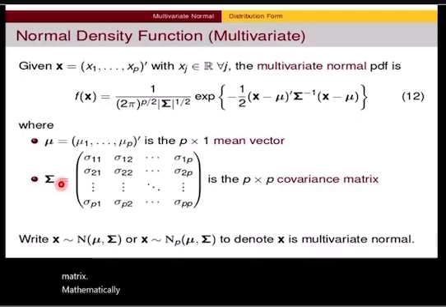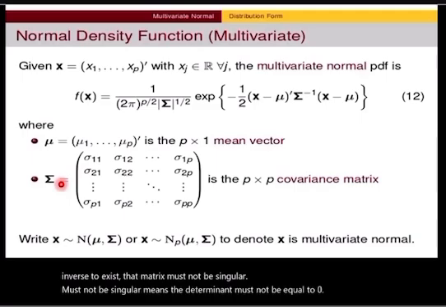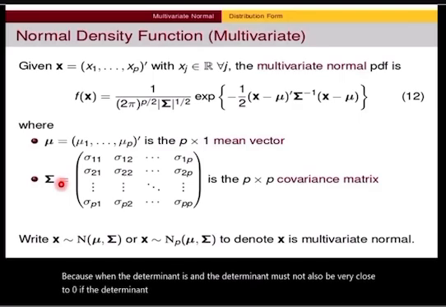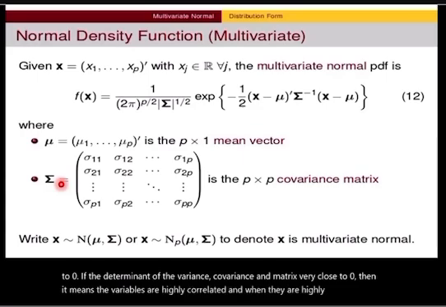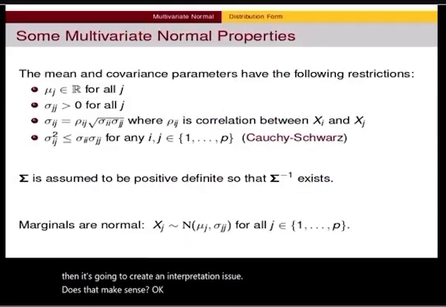Mathematically speaking, if I want to obtain the inverse of a matrix, for the inverse to exist, that matrix must not be singular. Must not be singular means the determinant must not be equal to 0. And the determinant must also not be very close to 0. If the determinant of the variance covariance matrix is very close to 0, then it means the variables are highly correlated. And when they are highly correlated, it's going to create an interpretation issue. Does that make sense?